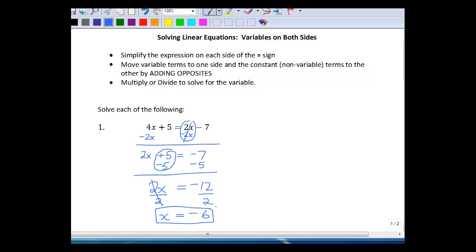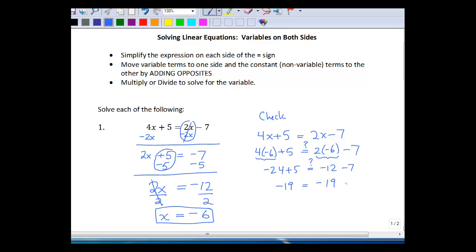And just a reminder, if you wanted to check that solution, our original equation was 4x plus 5 equals 2x minus 7. If I substitute in x equals negative 6, 4 times negative 6 plus 5, does that really equal 2 times negative 6 minus 7? If I follow my order of operations here, this is negative 24 plus 5. The right side is negative 12 minus 7. Both of those are negative 19. So that really is the solution.